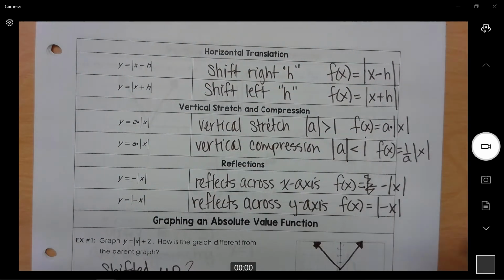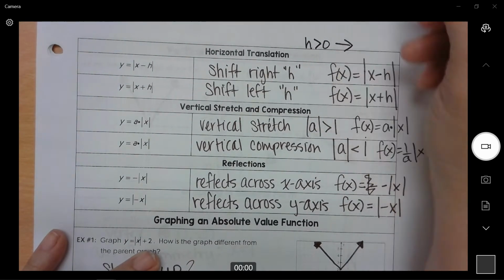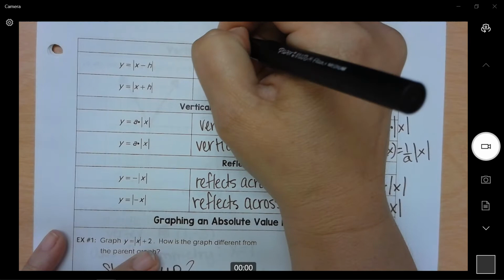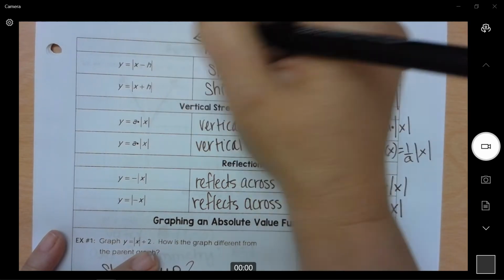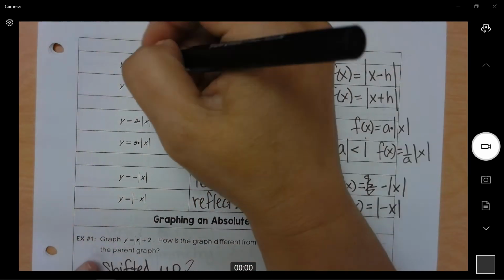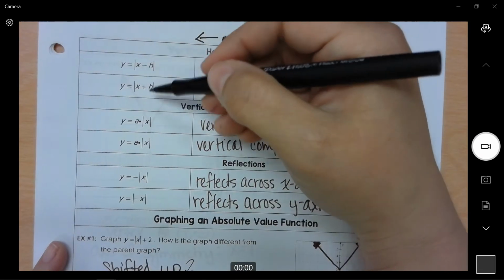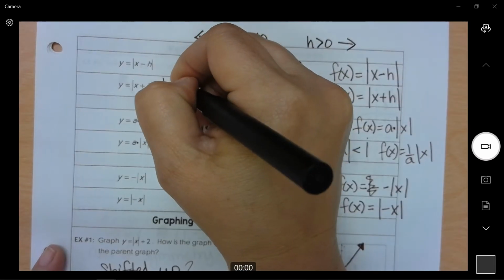So remember, when h is positive, we go right. When h is negative, that's backwards, we go left. So it depends on what the h is. The plus or minus is not what we're paying attention to, because remember that this is x minus negative h.